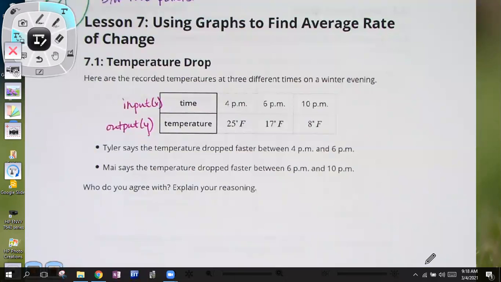Minute and a half. Who's right? Tyler or May? About 30 seconds left. Give me a good explanation. Don't just write their names. Tell me why you chose them.